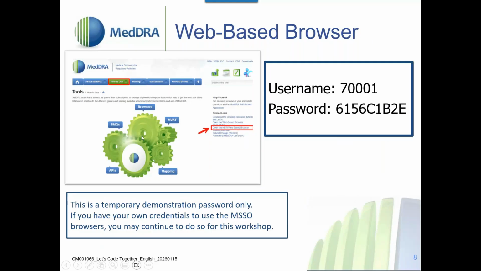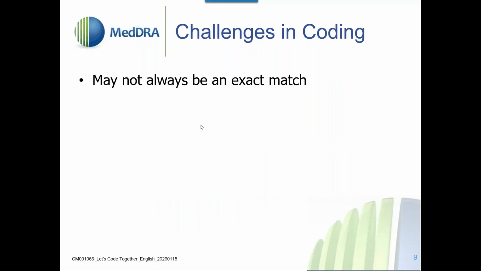So here are the details for the web-based browser. Here are the demo credentials that I told you about. You go to the MedDRA homepage, how to use, tools, and then on the right-hand side, there's a link. I'm going to use the new web-based browser today, but it doesn't matter whether you use the new one or the legacy browser. Leander's kindly put the credentials in the chat for us already. So if you forget this, you can have them there. And you don't have to use ours, you can use your own credentials. And you can use the legacy browser if you wish, or you can use the desktop browser, or even just watch and not have any browser.